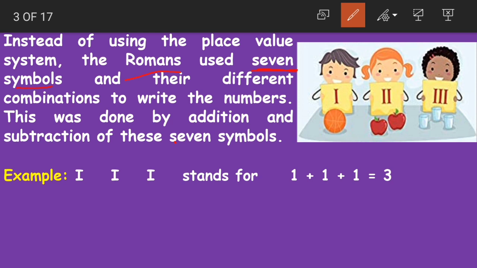Again, what are those 7 symbols? I, V, X, L, C, D, M. Yes, children, these 7 symbols were used to write the numbers. And how did they write numbers? By addition and subtraction of these 7 symbols. They used these symbols to add and subtract and form new numbers in different combinations.